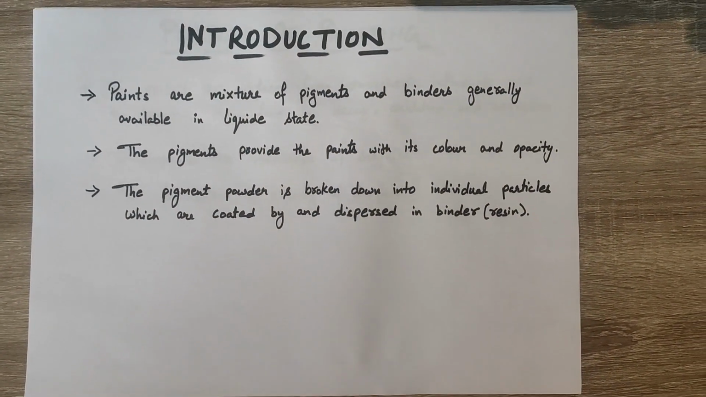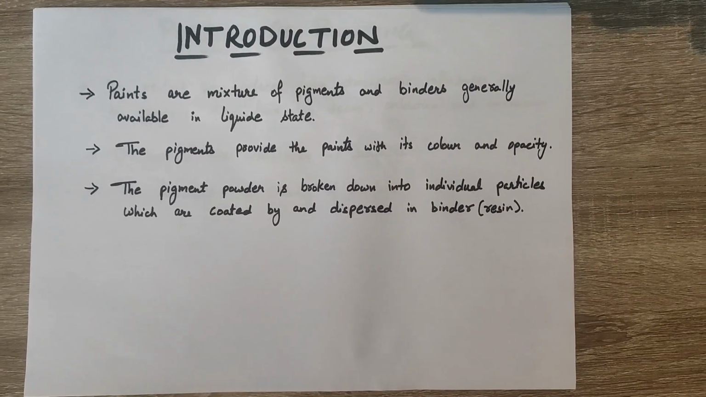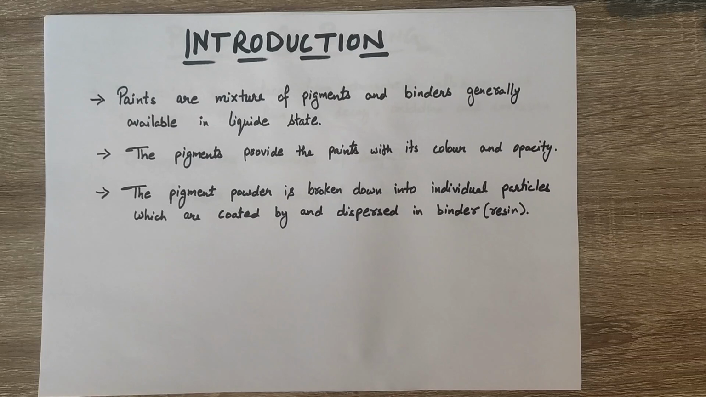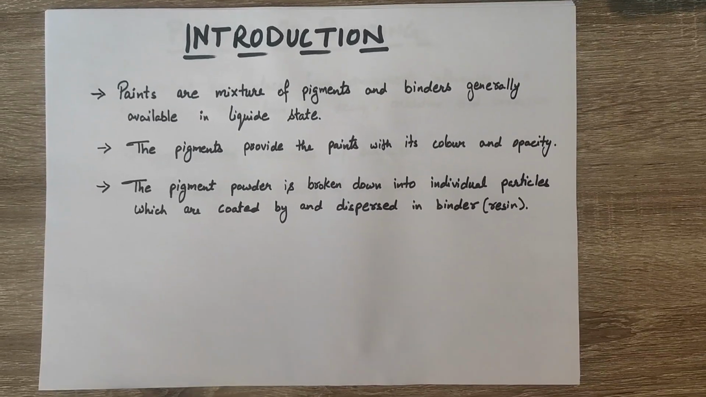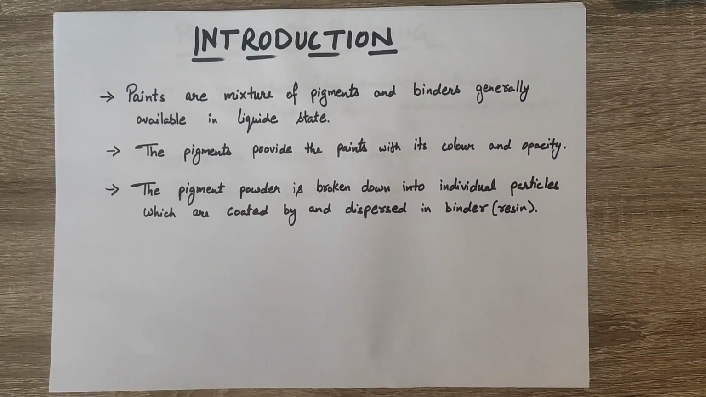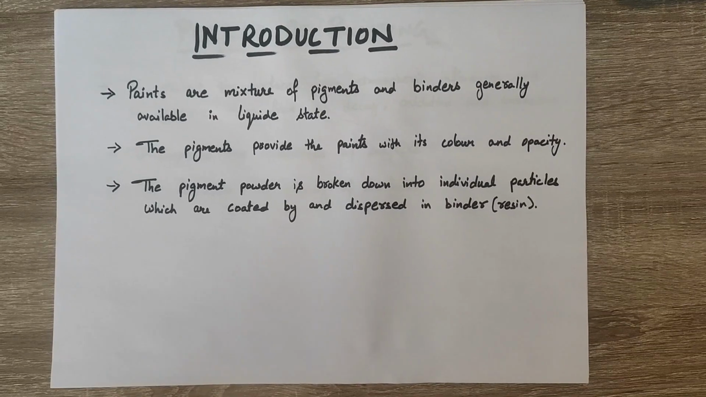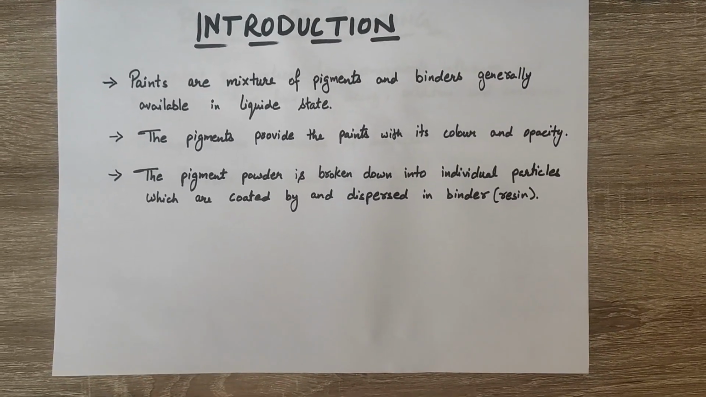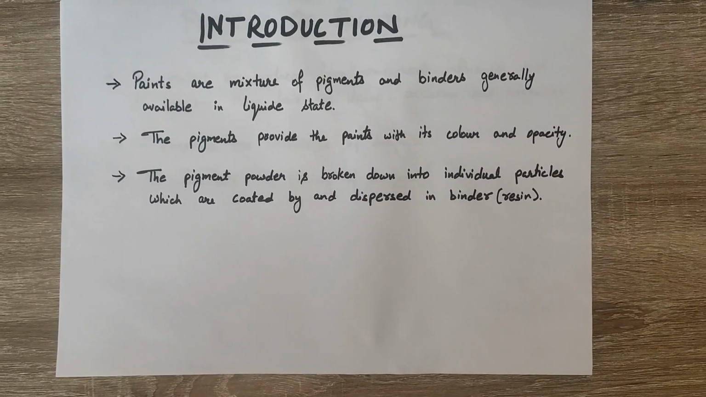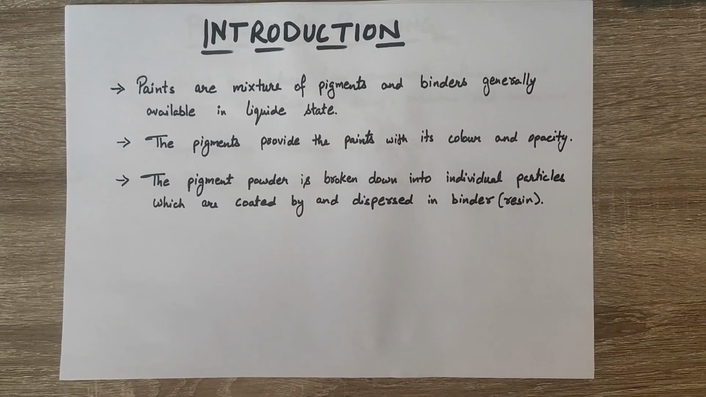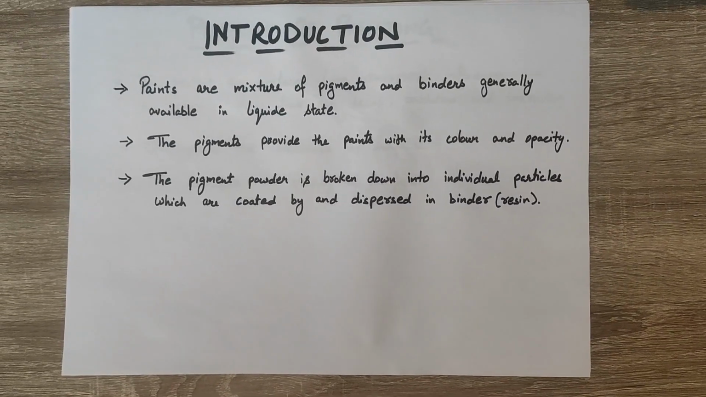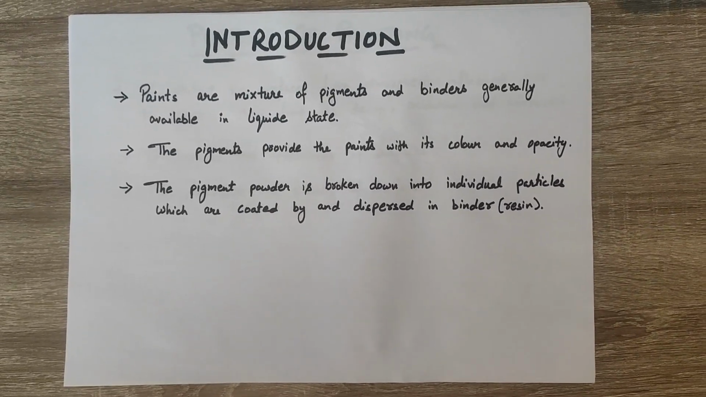What is a paint? Paints are the mixture of pigments and binders, generally available in liquid state. The pigments provide the paint with its color and opacity. So the pigments are the thing which give the colors to the paint. The pigment powder is broken down into individual particles which are coated by and dispersed in binders. So when you mix the pigments with the binder, it gives us the paints.